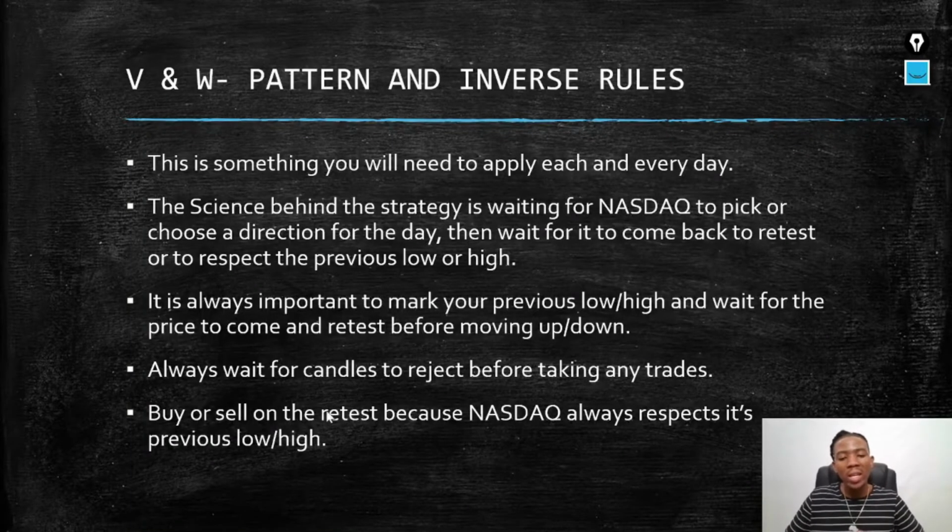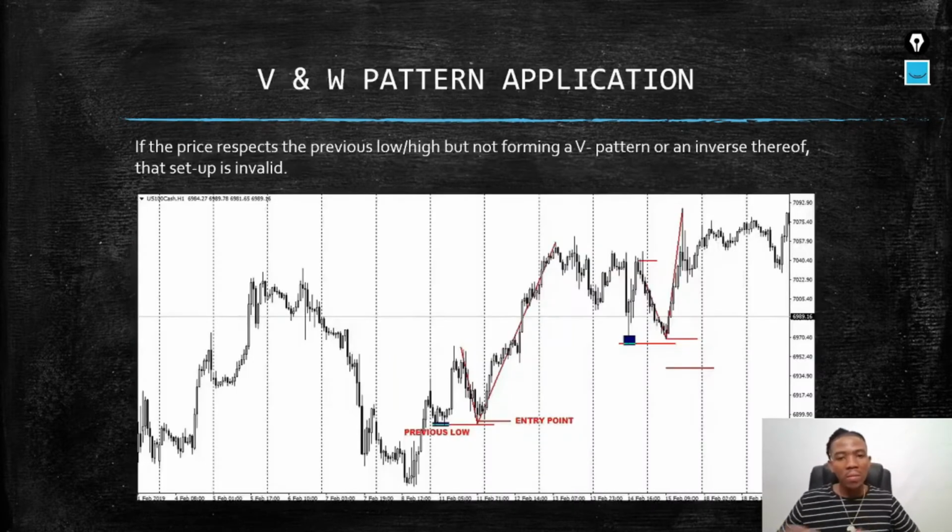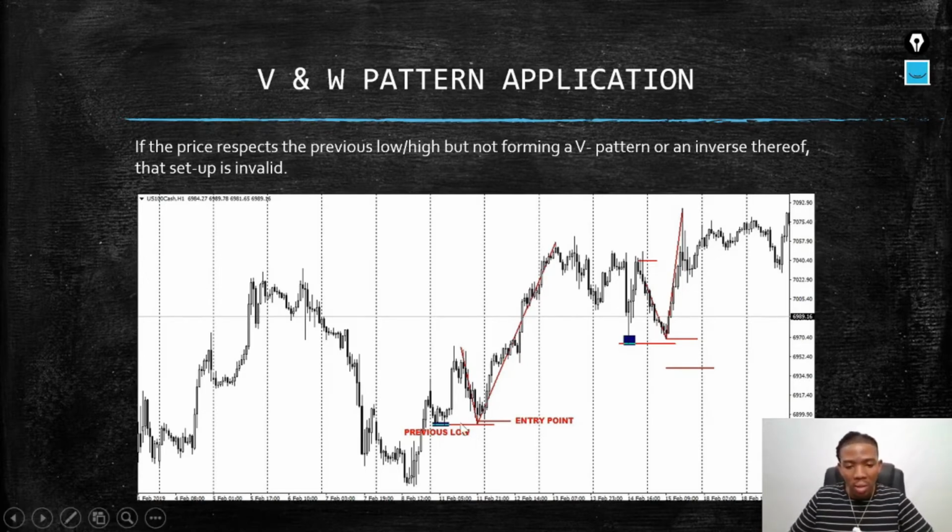So buy or sell on the retest because, as I've said before, Nasdaq always respects its previous low or previous high. You're going to see, guys, the more you practice, the easier it is going to be for you to identify the previous low or the high of that day. The more you're able to identify those levels, that's where you're going to find more entries. Now let's look at some examples of the V and W application. If the price respects the previous low or high but does not form a V pattern or an inverse thereof, the setup is invalid. Only when it forms a V do you mark it as a valid trade. As you can see, it shows us a previous low, and as we knew the next day, this would have been a nice entry.